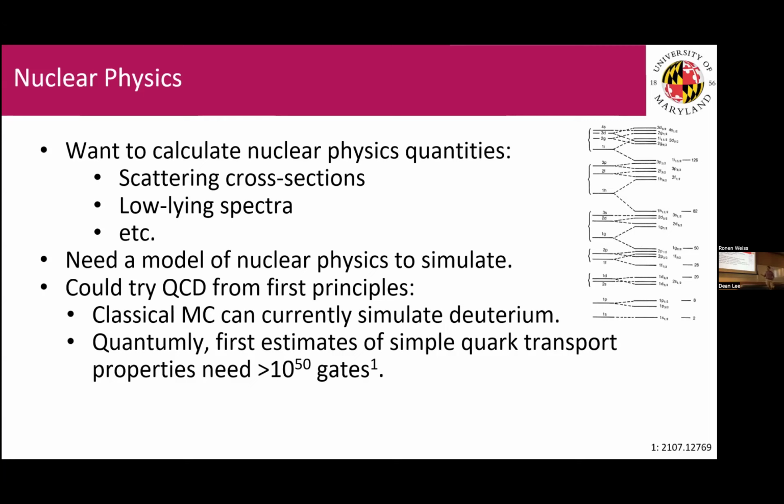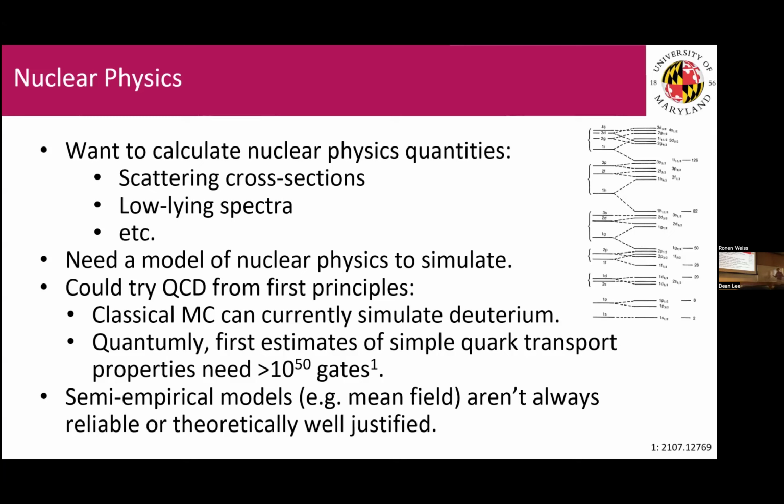And the first estimates come to about 10 to 50 gates, which is wildly implausible, not just on a quantum computer, but I think you can do this with a bunch of GPUs if you need to. And of course, the flip side of this is, we don't go from the ground up, we don't use QCD, but we use some kind of semi-empirical model. We use something like mean field theory. And of course, these models aren't always totally well justified. They're not totally reliable. It's hard to talk about systematic error in these models.